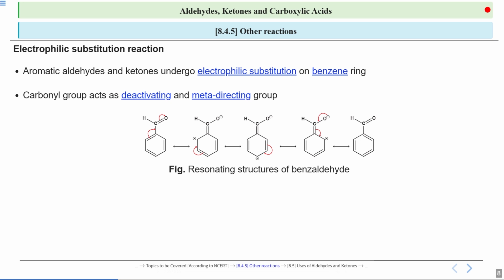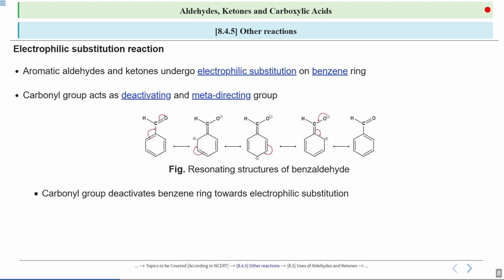Because electrophiles are already in need of electrons, electrophiles love to attack nucleophiles where they can get electron density. Now this CHO group, being an electron withdrawing group, withdraws the electron density and makes the ring less reactive towards electrophiles. So if any electrophile comes, it will attack at the meta position and not on the ortho and para positions. These resonating structures of benzaldehyde give you an idea about this.